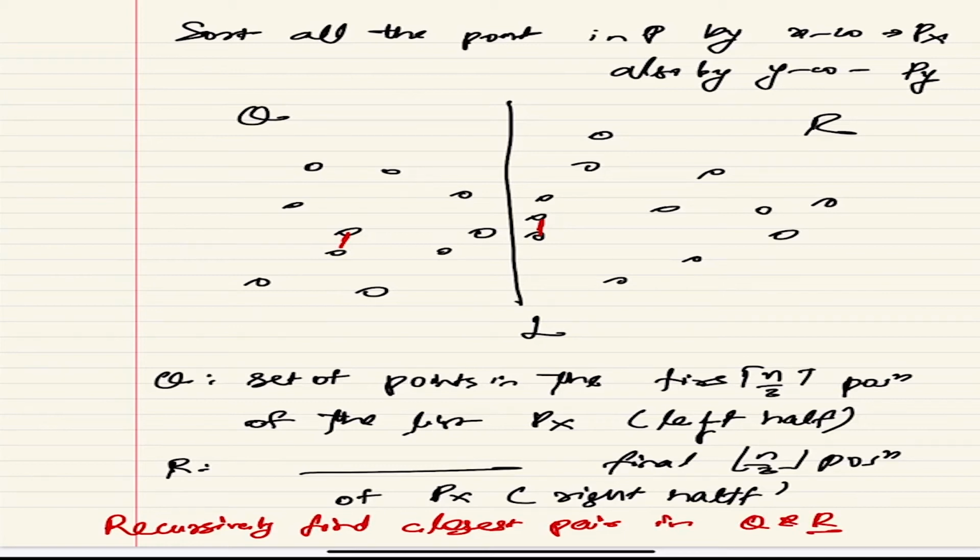Okay, because you have found the closest pair, you will also find the distance. So let's say dq is the minimum distance on Q, and dr is the minimum distance on R. And we can also find the minimum distance among these two, so minimum of dq and dr. That is fine.